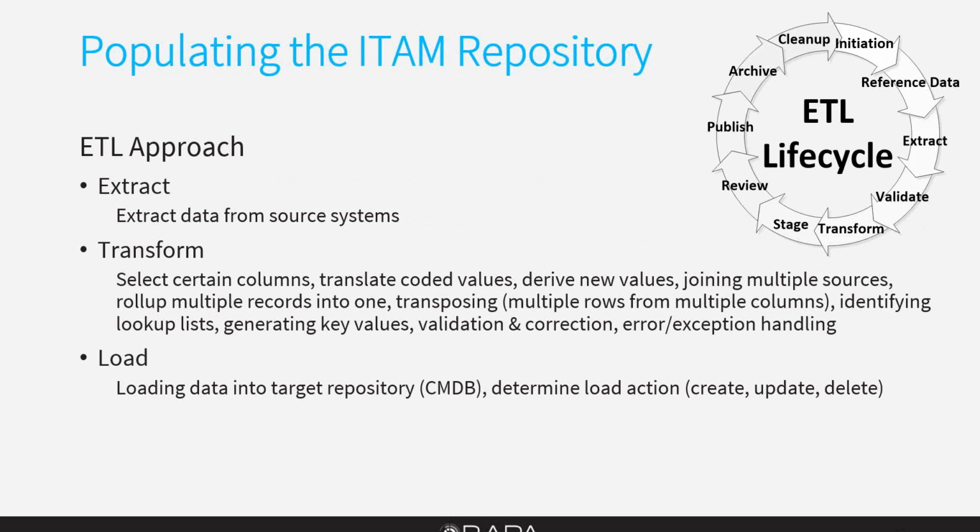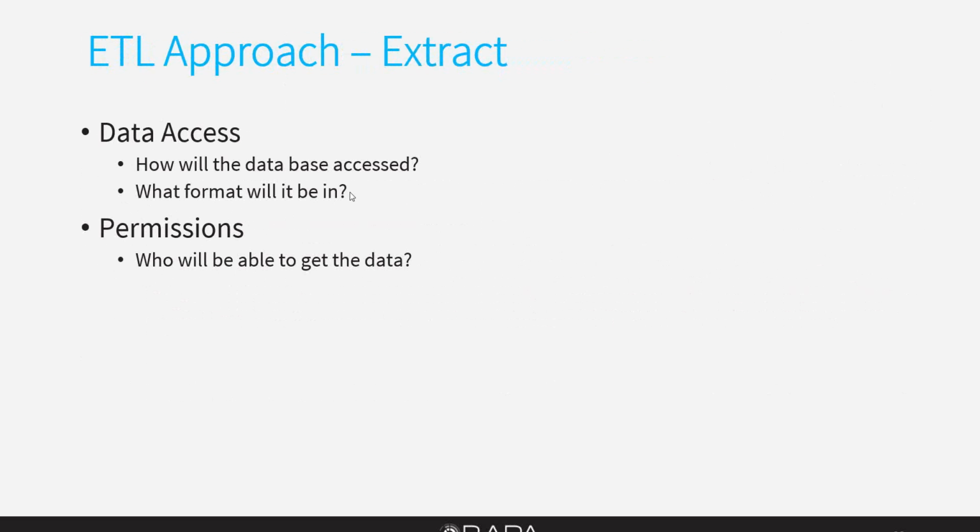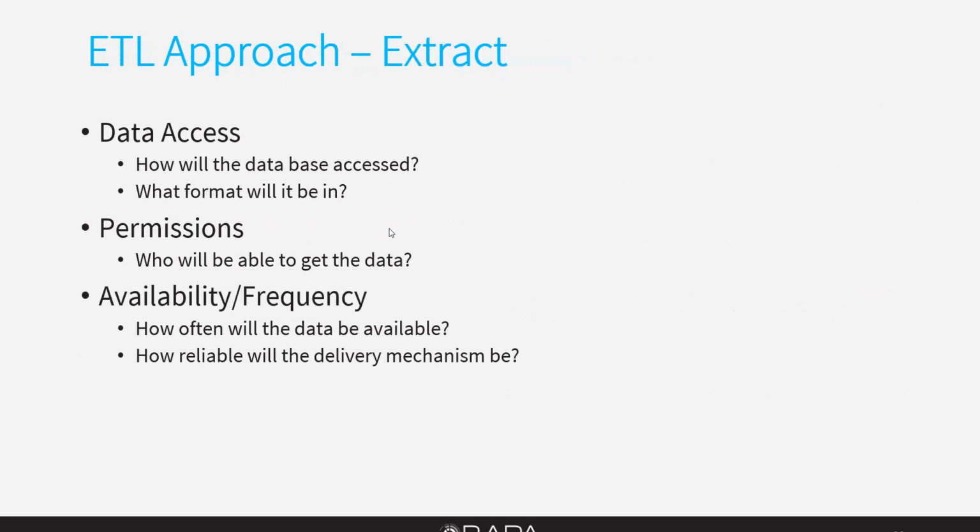So if we look at each one of these steps individually, when we talk about extract, we're really talking about how do I get to the data, what format will it be in, permissions, are there permissions tied to the data, is it a one-time extract, a five-time extract during initial data population, or is it something that can be automated and reliably delivered? So, key points in terms of extract.